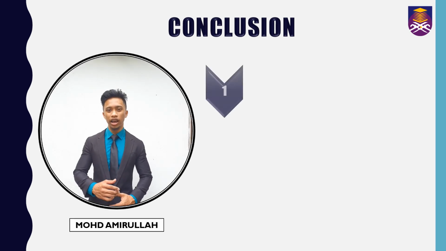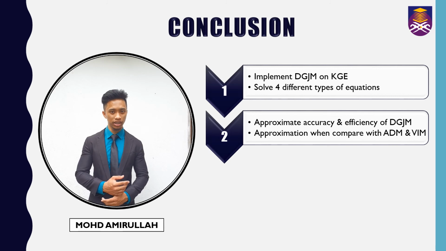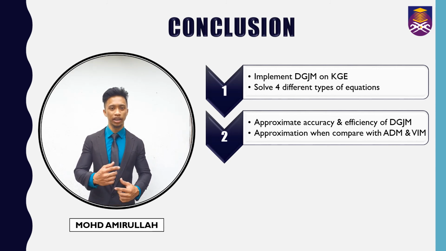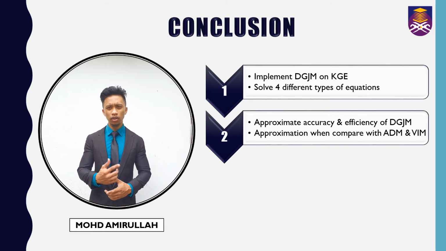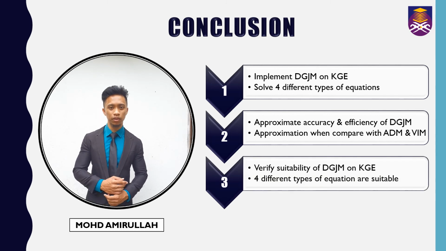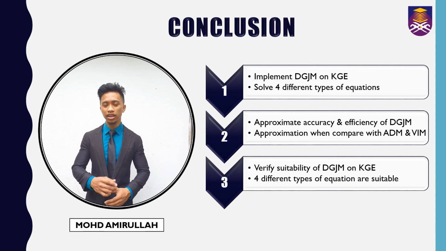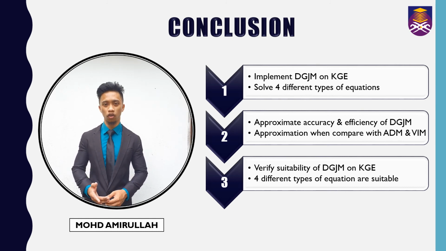In conclusion, the objective to implement DGJM on KGE is achieved, which solves 4 different types of equation. The second objective is to approximate the accuracy and efficiency of DGJM with other methods, which is also achieved. The focus is on approximation when compared with ADM and VIM. The third objective is to verify the suitability of DGJM on KGE. 4 different types of equation are suitable to solve for small values of t and some values of x. Problem 4 is the best equation to solve by using DGJM.